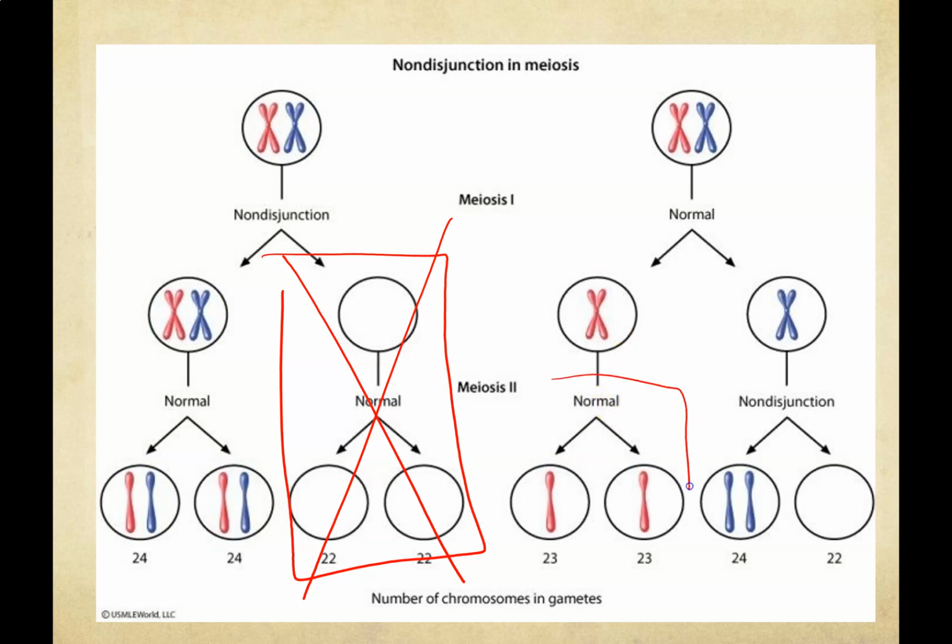that normal means, let's say we're supposed to have 1 chromosome each. Here there's none, and here there are 2. So this is going to lead to extra. This is going to lead to not enough. And let's see what happens.